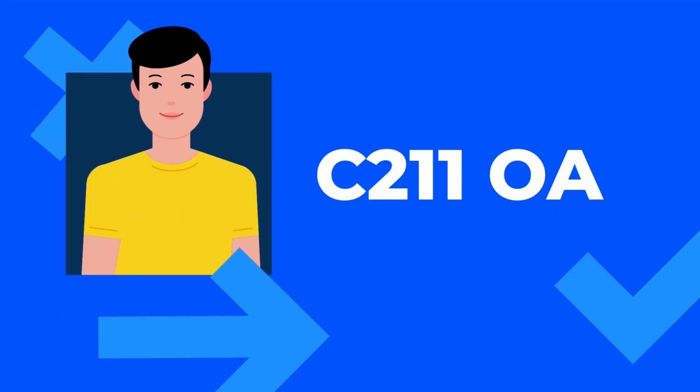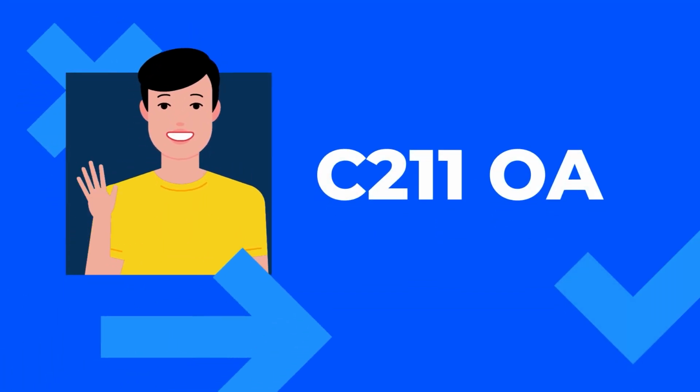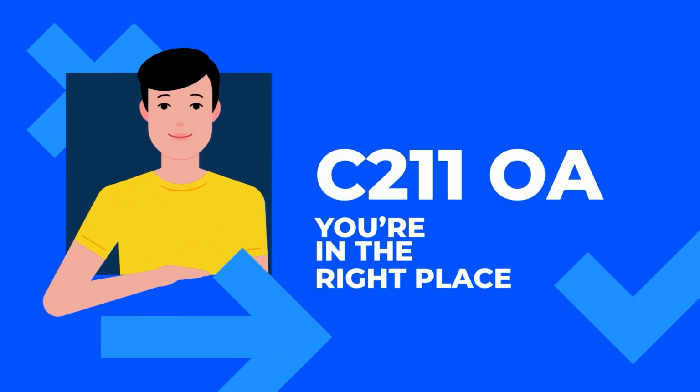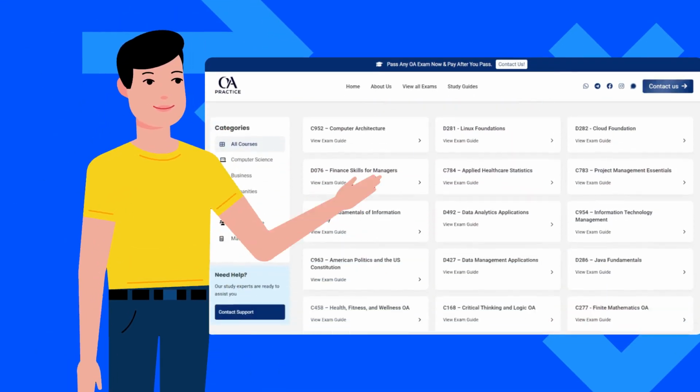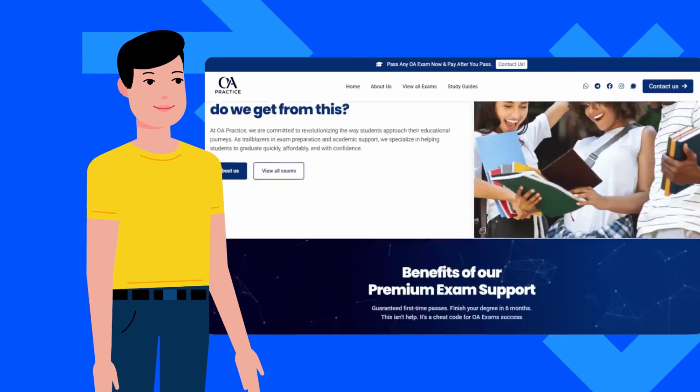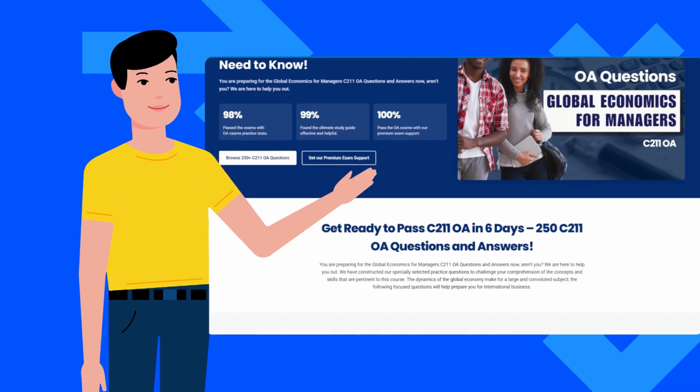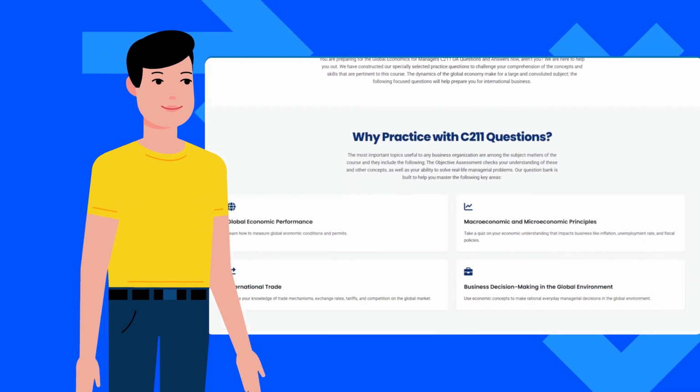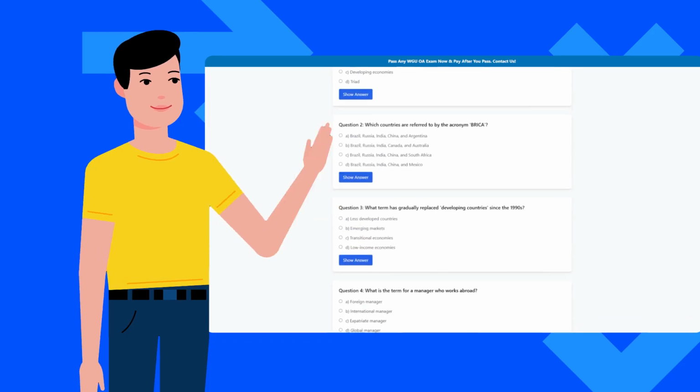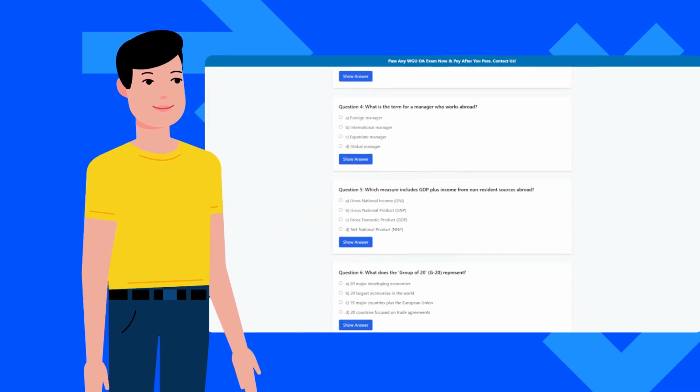Do you want to successfully complete the C211 Objective Assessment exam? Then you are in the right place. Our website provides a list of questions and answers for your success in the C211 OA exam for free. We understand that acing your OA exam can be quite challenging. That's why we provide completely free exam guides and practice questions for you.